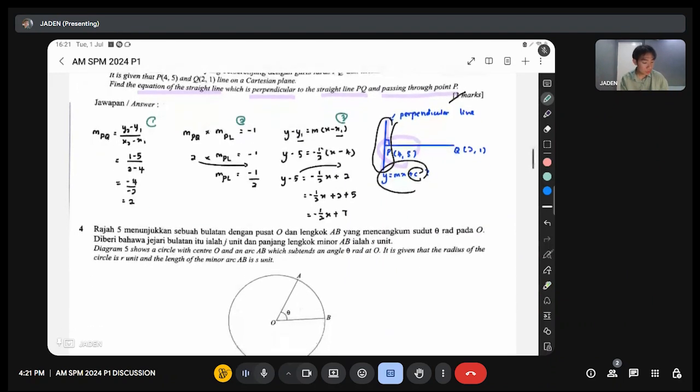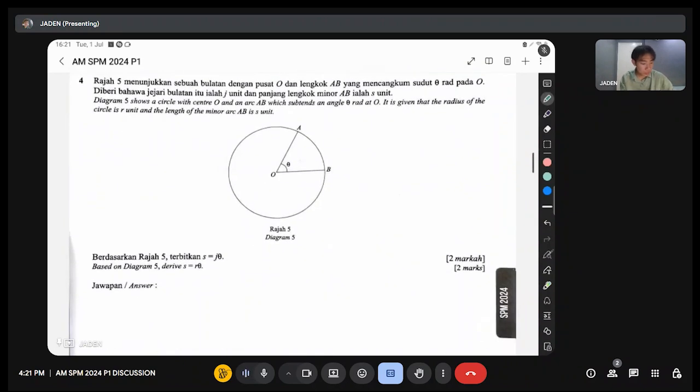Now let us move on to question 4. Question 4 stated, diagram 5 shows a circle with center O and an arc AB which subtends an angle theta read at O. It is given that the radius of the circle is R unit and the length of the minor arc AB is S unit. Based on diagram 5, derive S equal to R theta. Now, they want us to show or prove this formula. Okay, how do we do that?